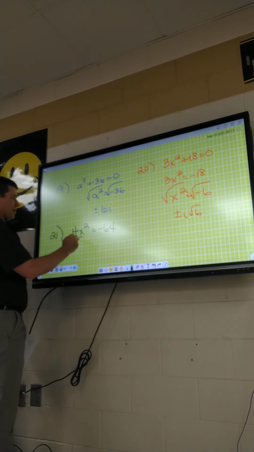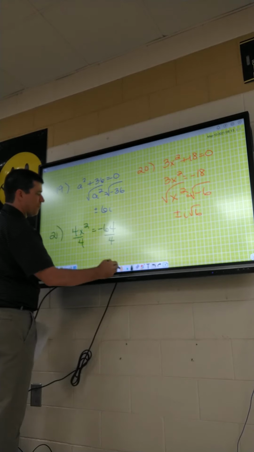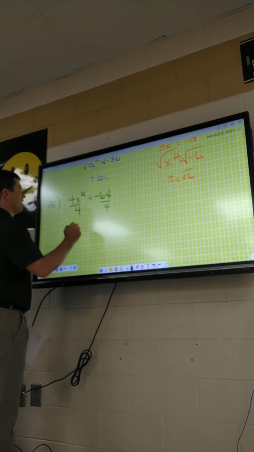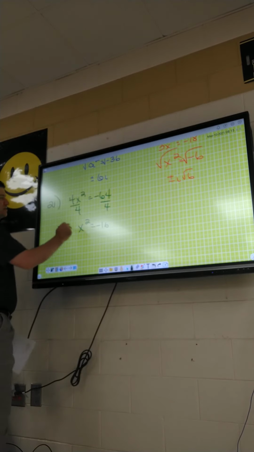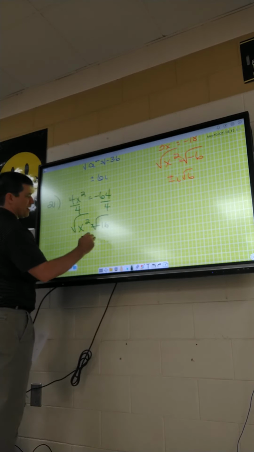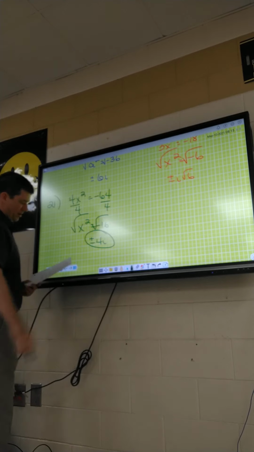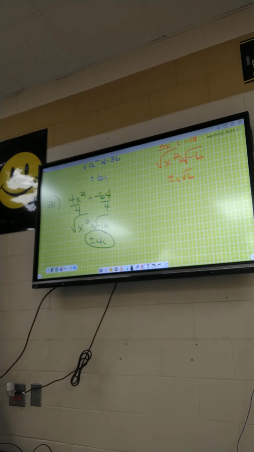All right, so I divide by 4, divide by 4. I got x squared equals negative 16. Take a square root, plus or minus 4i. That was an easy one. All right, so y'all complete the front. We'll check the answers on it, and then we'll do the back. Now, the back is something new that we didn't even get started on last week. The back is the absolutely positive last new thing we're doing.